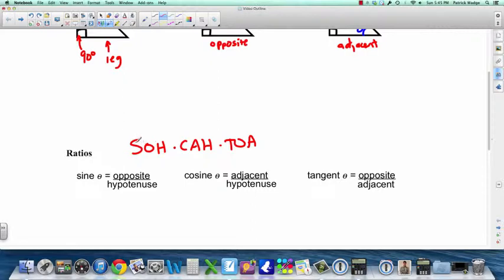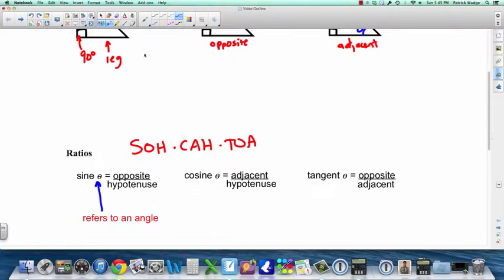And what this stands for is sine equals opposite over hypotenuse, cosine equals adjacent over hypotenuse, tan equals opposite over adjacent. So, just to make it crystal clear, this symbol right here, that theta, refers to an angle. That's saying the sine of some angle is equal to blah, blah, blah, blah.